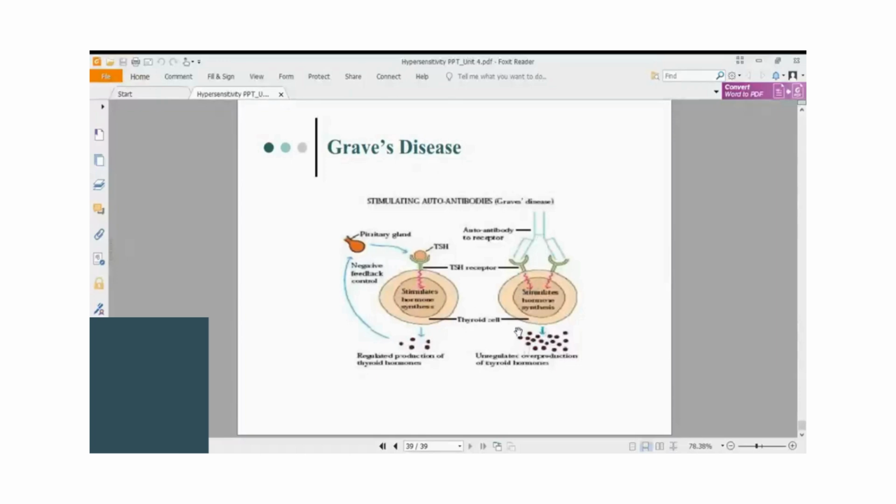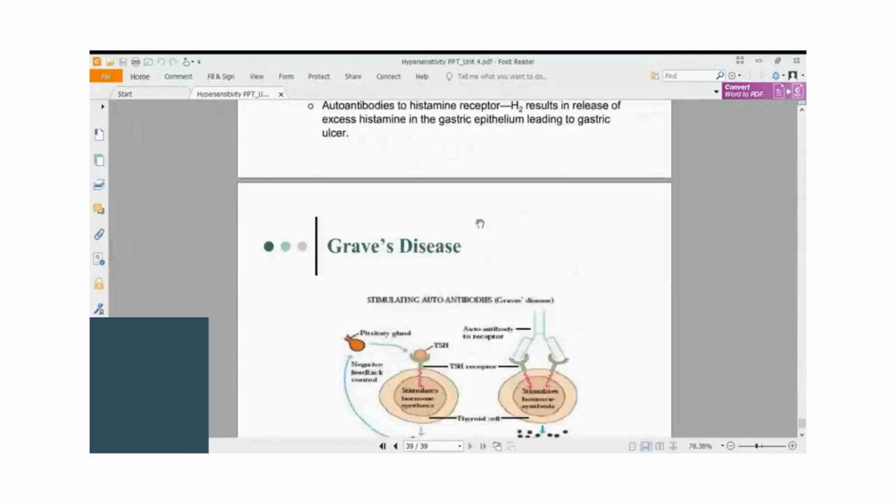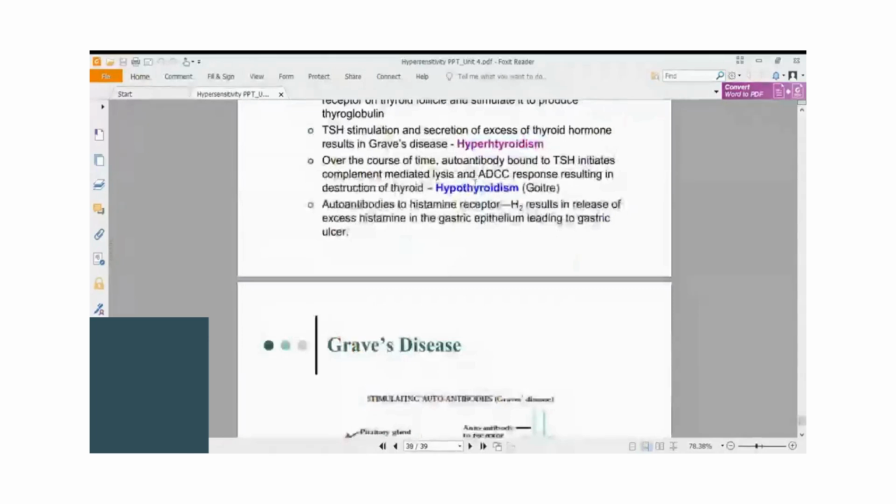Over the course of time, the person will suffer now. Initially, he was suffering from excess of thyroglobulin hormone. As the time passes, he will suffer from decreased thyroid hormone. And that decreased thyroid hormone will result in another type of goiter, and that is called hypothyroidism in the later part of the disease.